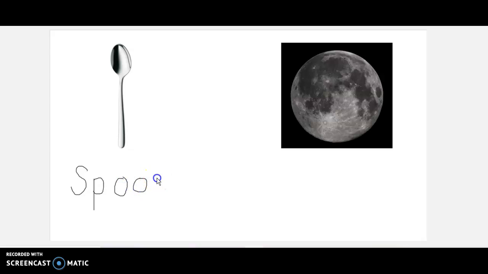Spoon, spoon. All right, so we see a spoon. What else do we see? We see a moon. So I'm going to write the word moon. Spoon and moon. What do you notice about the words spoon and moon?